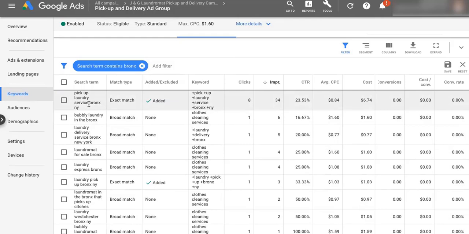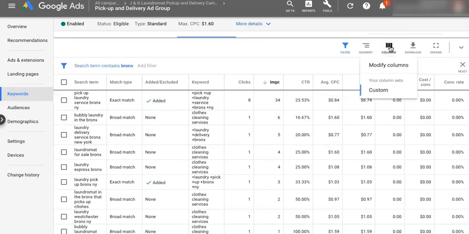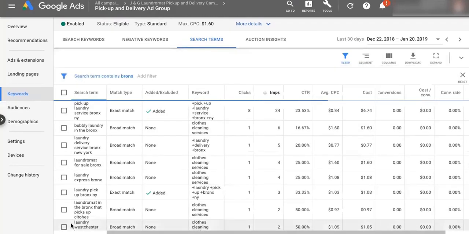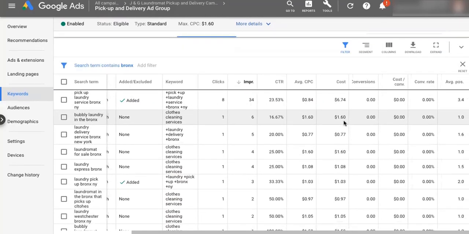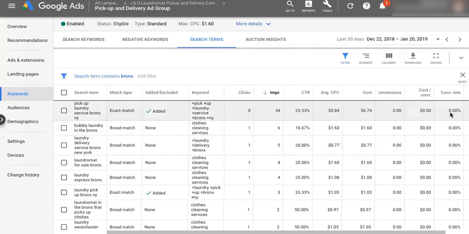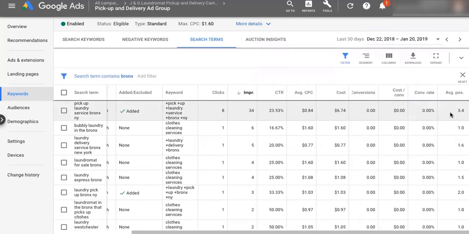CTR is 25.53%. I don't know what position you're in. Add the position metric. Columns, modify columns, competitive metrics. Right, I want to rearrange these columns in the way I normally look at them. So average position for that is what, 3.4? Look at that. It's pretty good, isn't it? A 25.53% click-through rate at average position 3.4, when someone types in something super targeted like pickup laundry service and then the location.